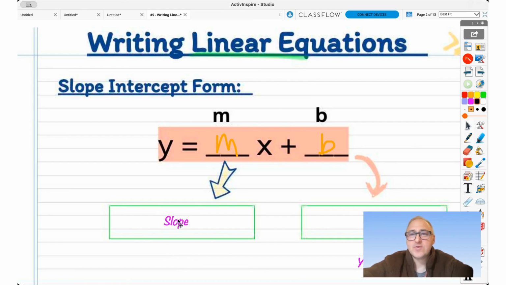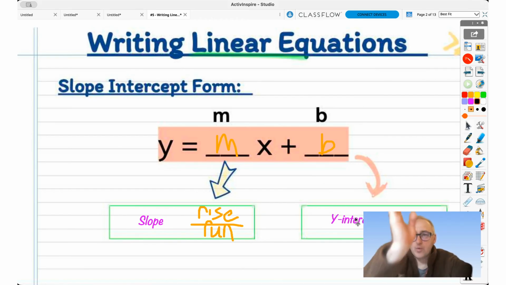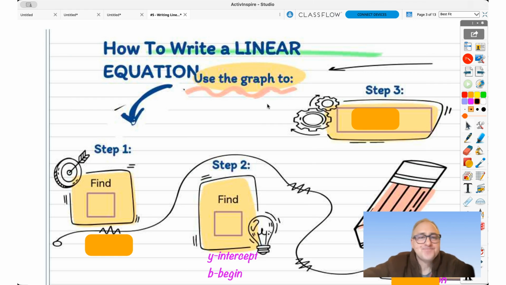M stands for slope. Remember that slope is the rise of the graph compared to the run of the graph, how far it goes up compared to over, rise over run. So that's what you're going to count. And then b stands for our beginning, or our y-intercept, where it crosses the y in the skyline. Let's go to slide 3.